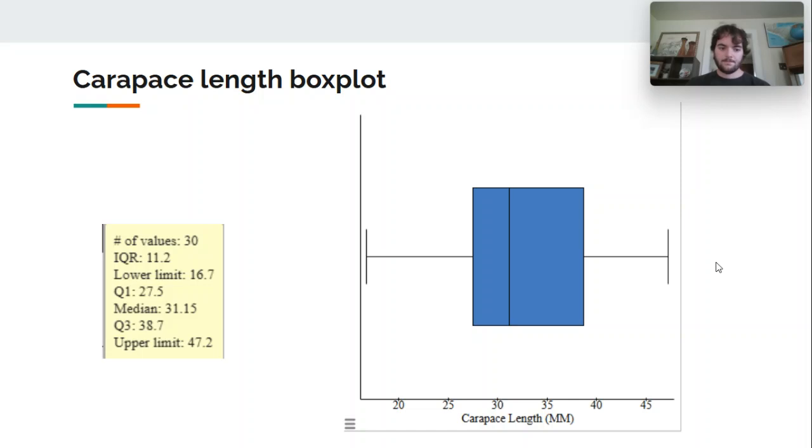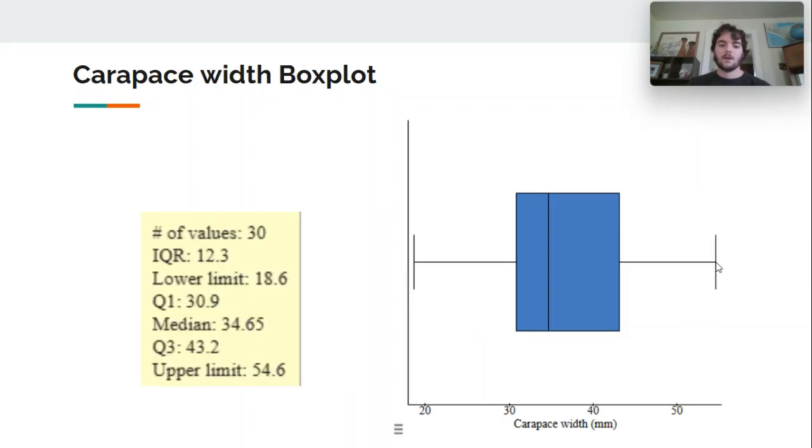Carapace length box plot, IQR of 11.2, lower limit 16.7, Q1 of 27.5, median of 31.15, Q3 of 38.7, upper limit of 47.2. Here's my carapace width box plot, IQR of 12.3, lower limit of 18.6, Q1 of 30.9, median of 34.65, Q3 of 43.2, upper limit of 54.6.